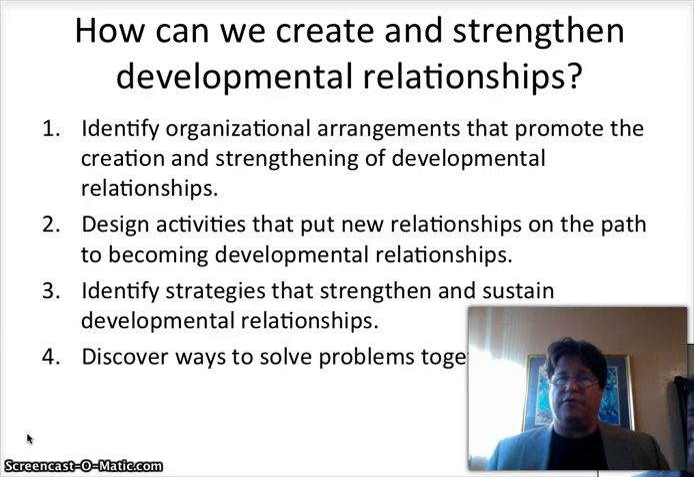Next, how can we create and strengthen developmental relationships? First off, you can start by identifying arrangements in your organization that promote the creation and strengthening of developmental relationships. A lot of teachers also coach athletic teams. I've coached debate, I've coached academic decathlon, I've coached the golf team.